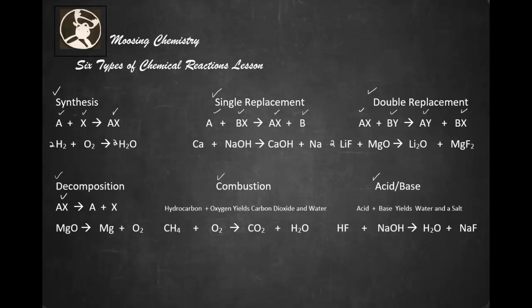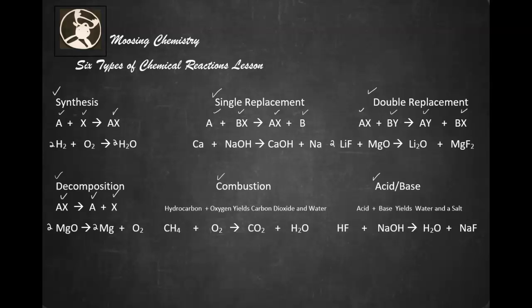So we have a compound, AX, that is going to break down into its original elements, A plus X. So we have magnesium oxide breaking down into magnesium plus oxygen. So we're going to have to put a 2 in front of the magnesium oxide to give us 2 oxygens on that side, and we need a 2 here. Again, we'll learn to balance equations in another lesson.